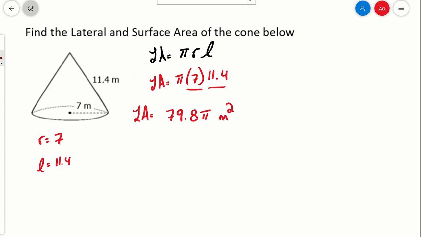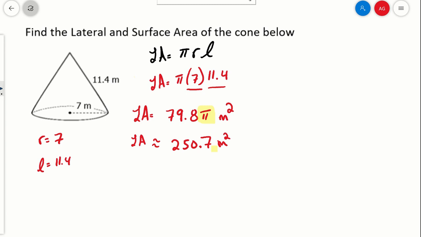If you want to include pi in your answer, you simply multiply that by pi. So we can say lateral area is also roughly 250.7 meters squared. So here are my two answers. One, notice, has pi as part of my answer, which is what we call the exact answer. And the other one, there is no pi. And so that's what we call a rounded answer.